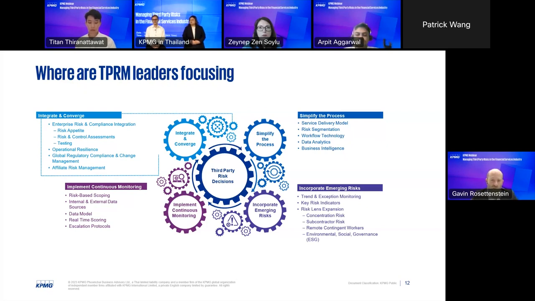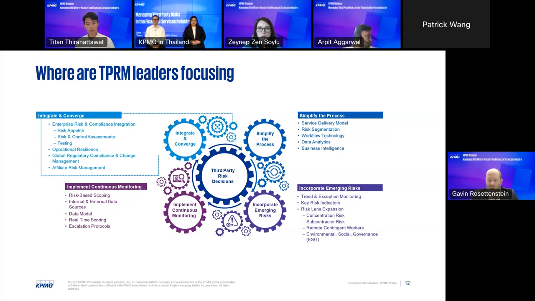So where are things going? Understanding and building our KRIs, the key risk indicators, or what we're seeing here is the risk lens expansion. That's probably the biggest thing that we're seeing there, things that are moving out now to, as we're saying, concentration risk, subcontractor risk, beyond the fourth parties, fifth parties, etc., other types of considerations and risks that are coming into play. So having a program in place that can incorporate changes and additional types of risks that come into play.